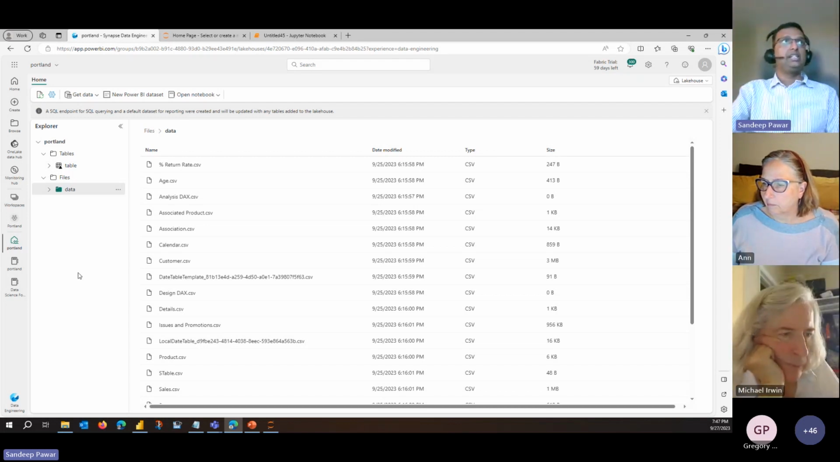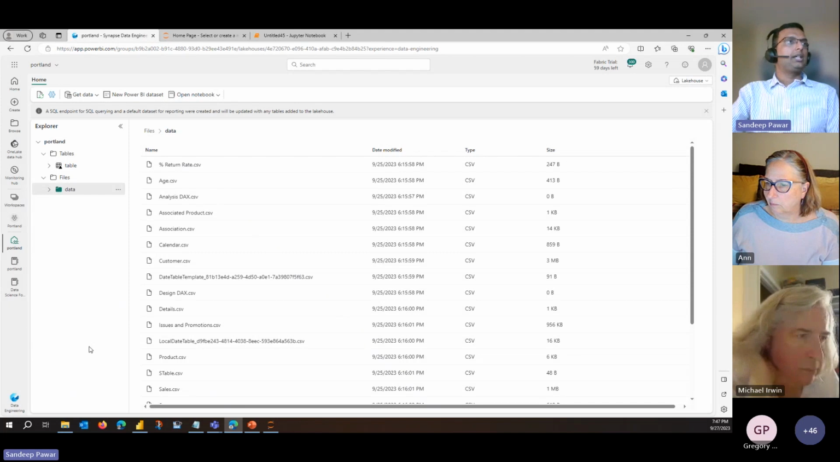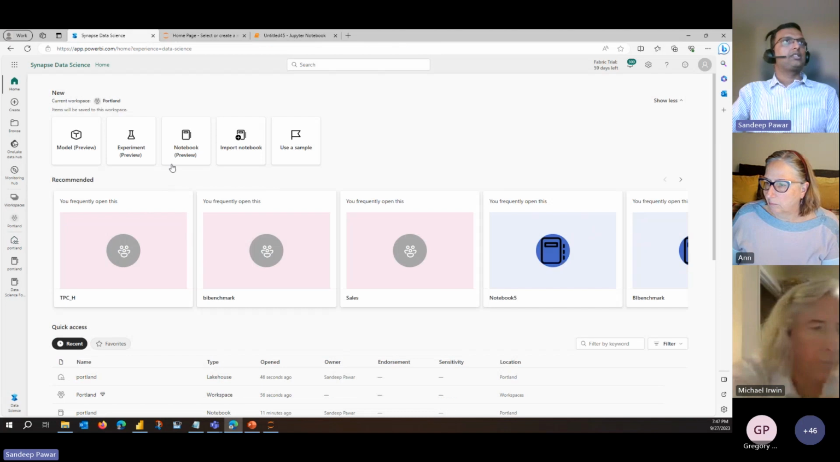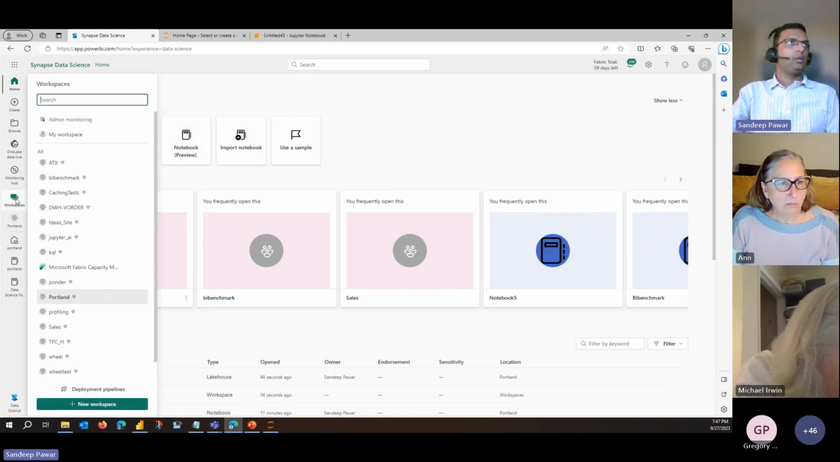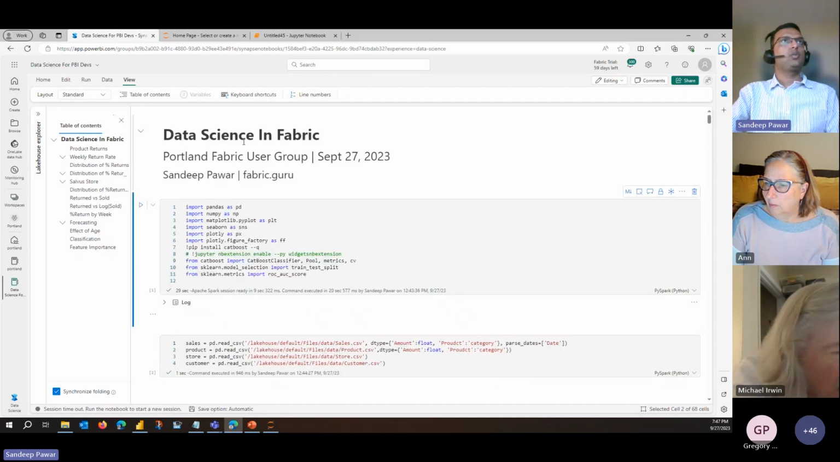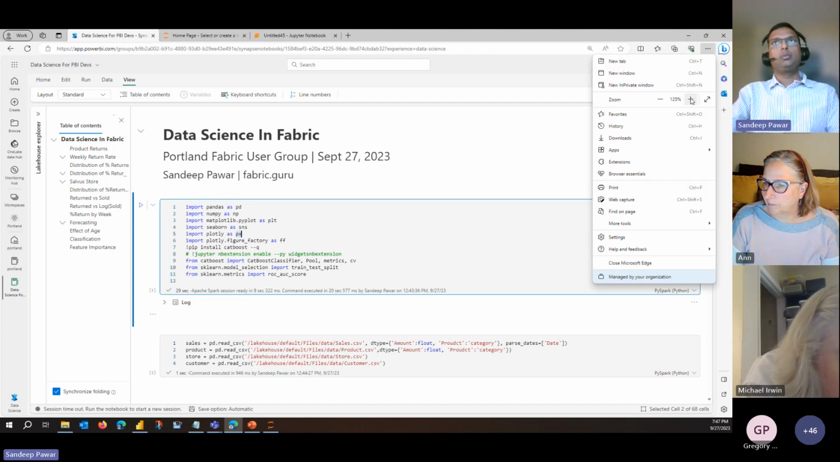You'll have data either in the file section or in the table section, depending on where you are at and what you are doing. In this case, this is just raw data that I'm importing right into here for further analysis. And then, just like the Jupyter notebook here, I can go to data science and start a notebook, which I've already done. This is data science in Fabric. Let me zoom in a little bit more here.